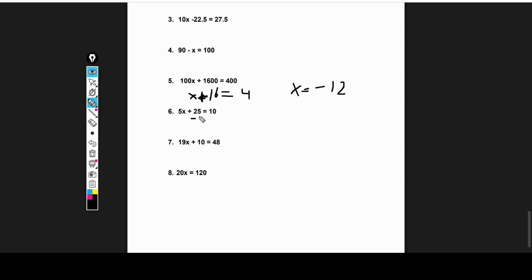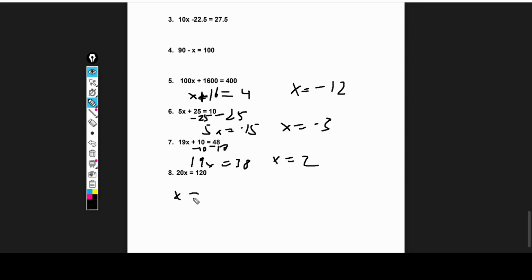Alright, we subtract 25, subtract 25. 5x equals negative 15, x equals negative 3. Alright, we subtract 10 from both sides, 19x equals 38. X equals 2. And the x equals 6 from this last one once you divide both sides by 20.